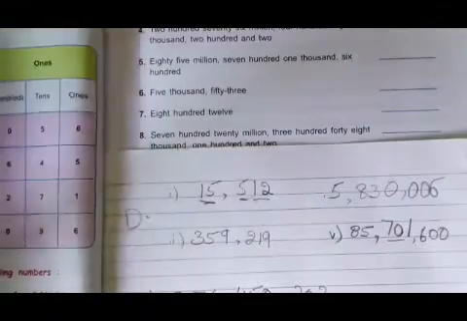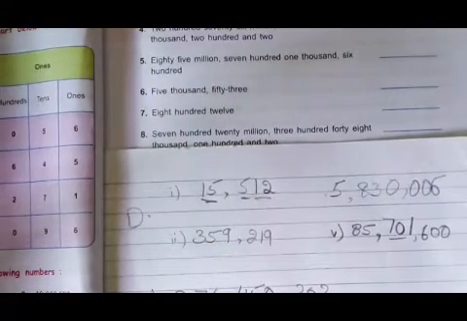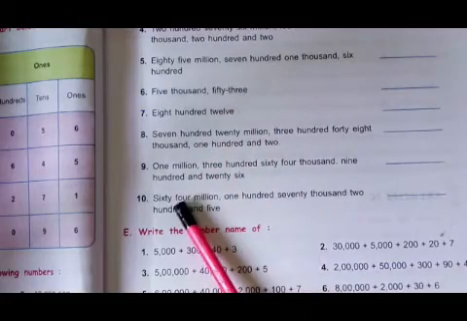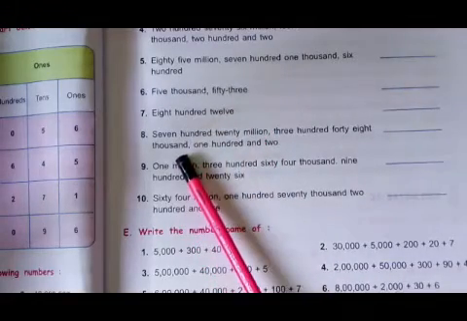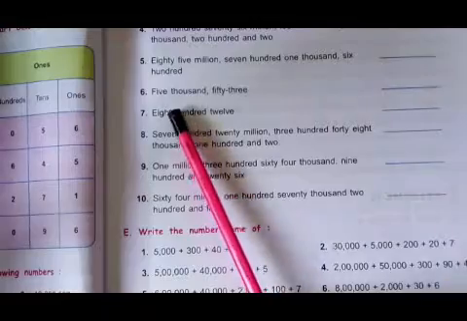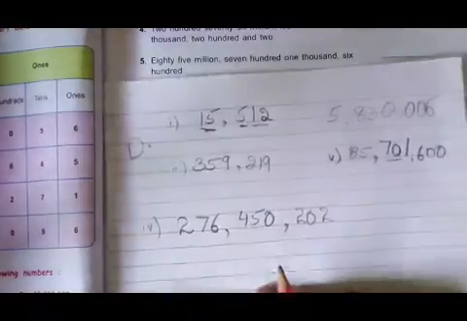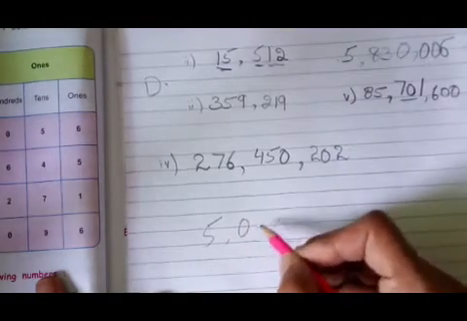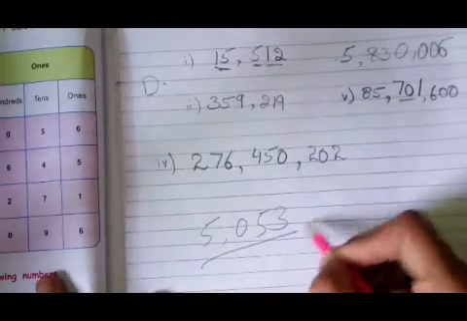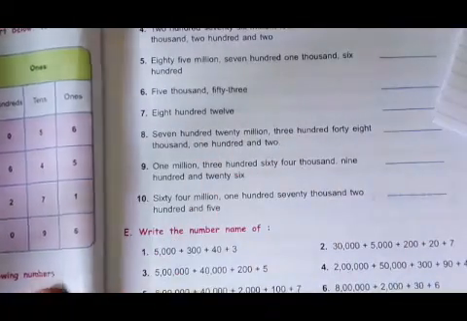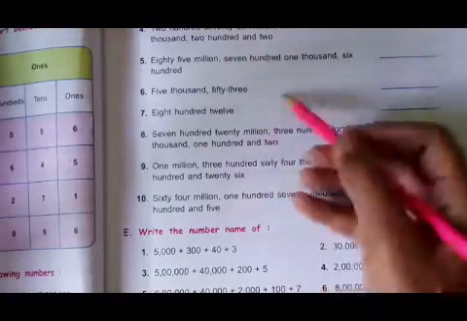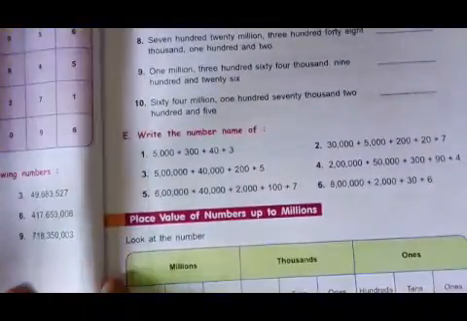So my dear students, I have done 5 parts for you. The remaining 5 parts are your assignment. Try to write these numbers in figures. 5,053. Very simple. You have to write 5,053. Similarly, 812. Very easy number, 812. Okay, let's move toward the E part.